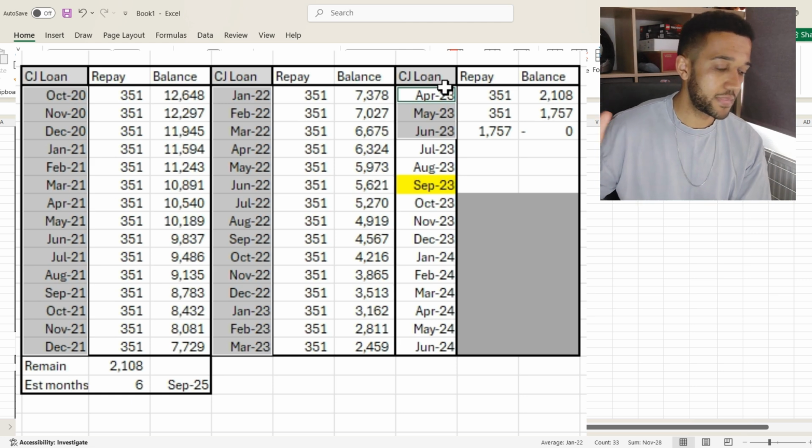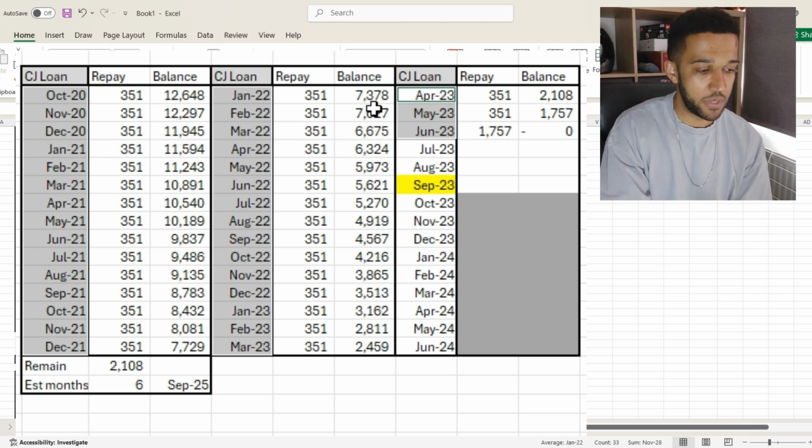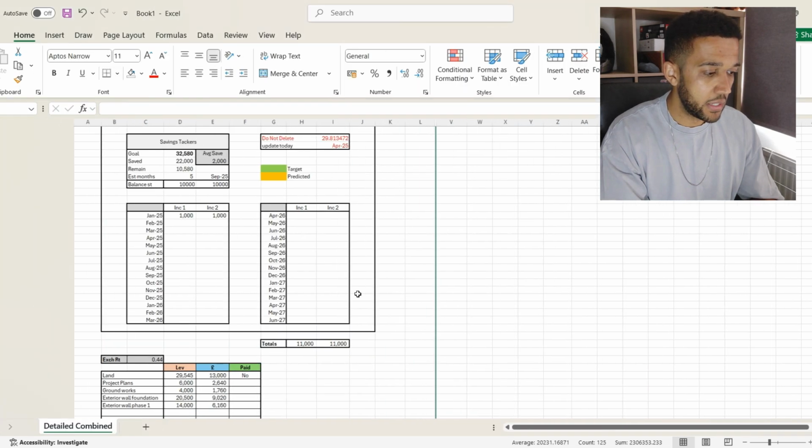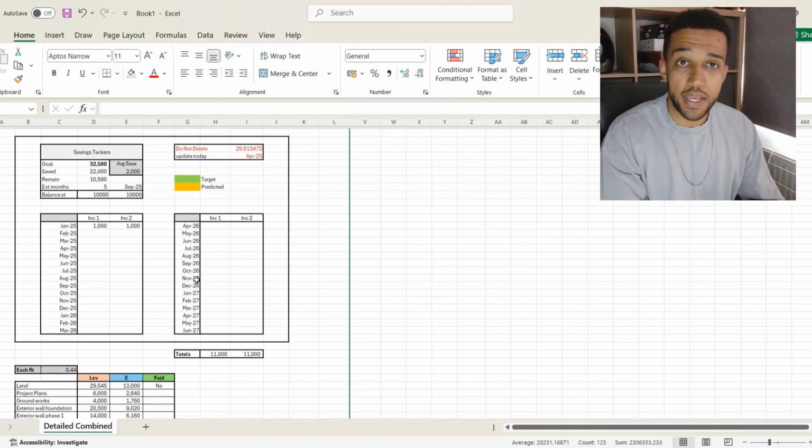So that is just explaining what that loan bit is, but we can get rid of that now, because I just wanted to leave that in to explain how we funded the land purchase.